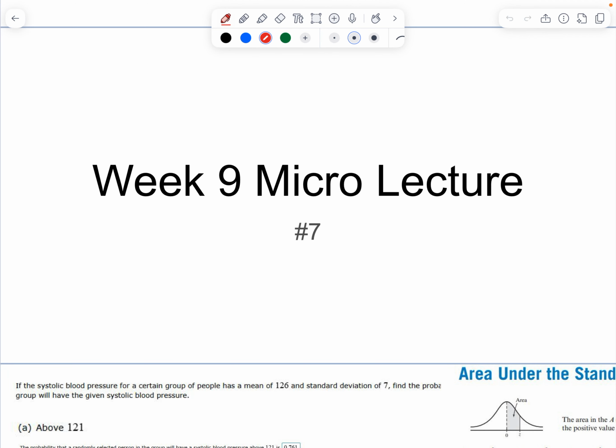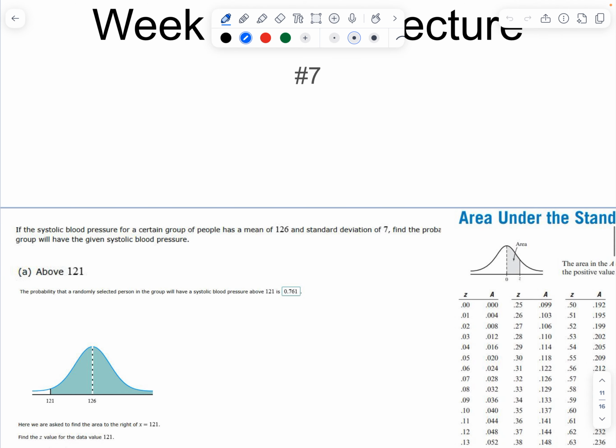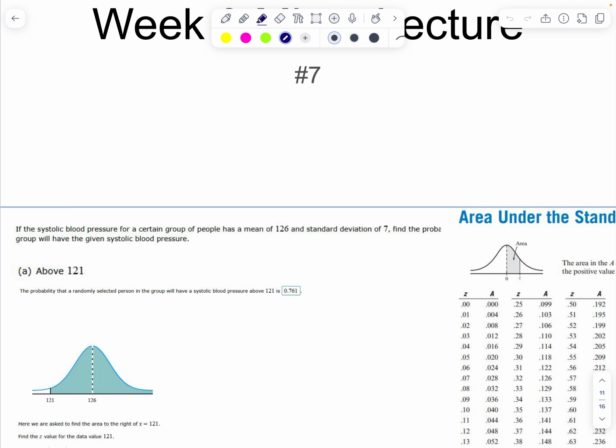Everyone, we're back. We're in week 9, and we're going to look at this multi-part question for number 7. So it looks like we're working with blood pressure, and it says if the systolic blood pressure for a certain group of people has a mean of 126 and a deviation of 7, find the probability that someone in the group will have this given systolic blood pressure. All right, let's focus on part A, 121.